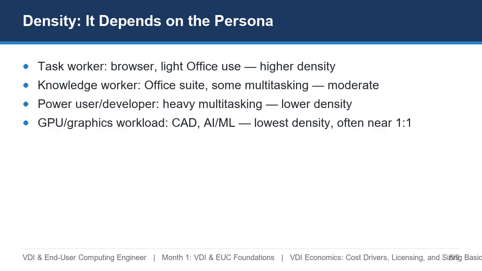Once licensing is accounted for, the next question is how many users one session host can actually support well, and that's workload-driven, not a universal number. Task workers running a browser and light office apps allow higher density, more users sharing fewer vCPUs. Power users and developers doing heavy multitasking need lower density. GPU and graphics workloads like CAD or AI development often need close to a 1-to-1 ratio, bound by the GPU itself rather than the vCPU count.